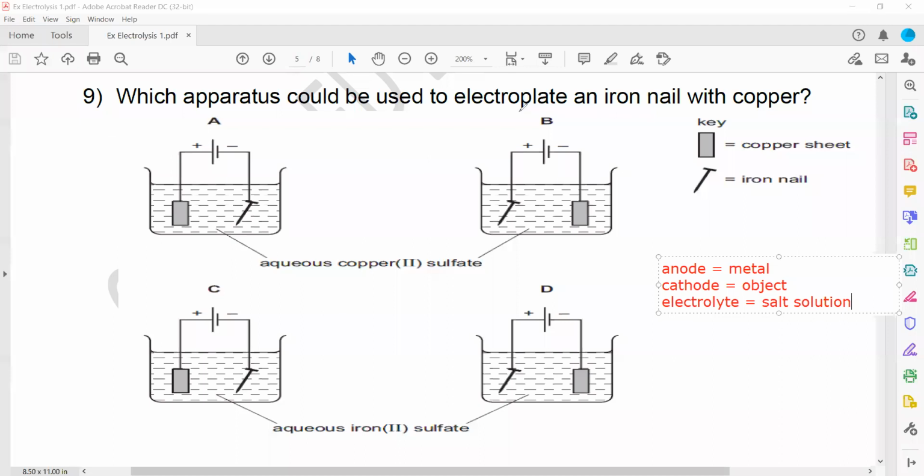So because we want, the iron nail is the object, and copper is the layer which we want. So that's why in this case A will be the right answer.